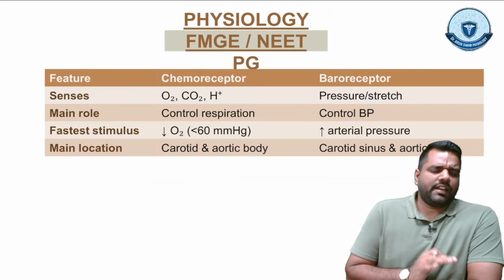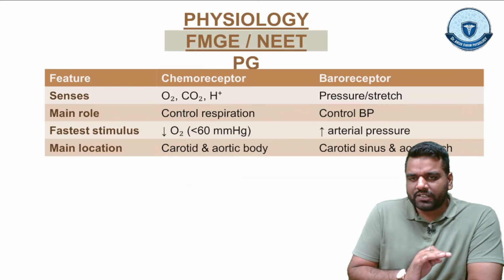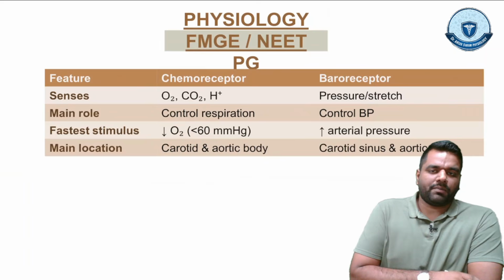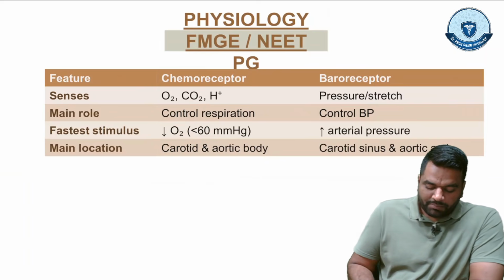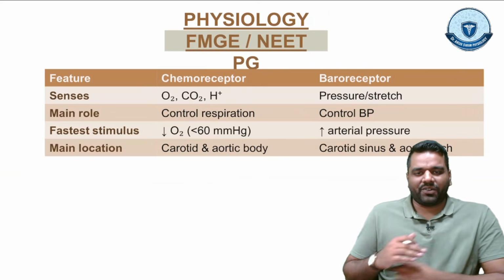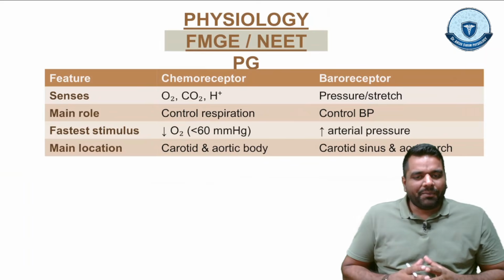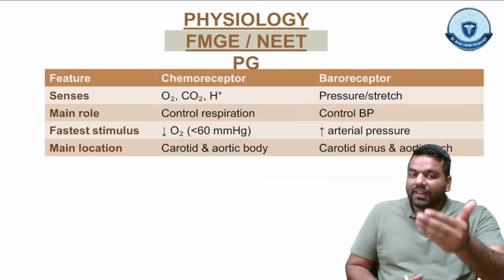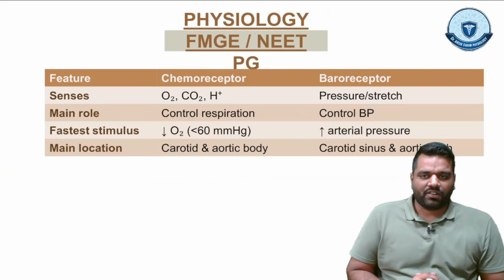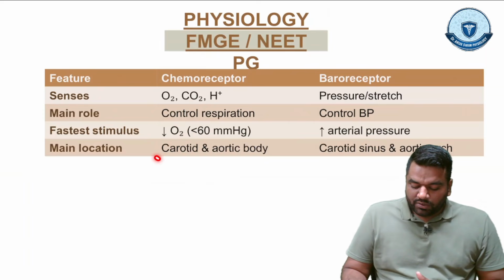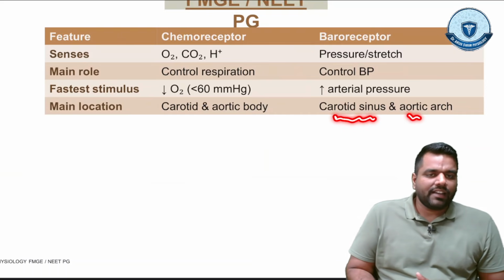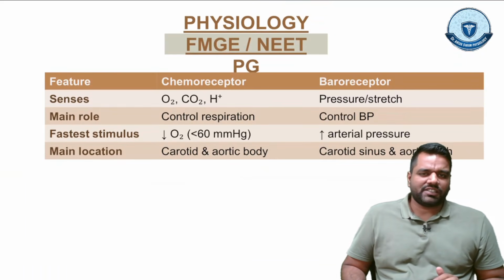What is the fastest stimulus for the chemoreceptor? That is the level of oxygen. Whenever the oxygen level drops below 60 mmHg in the blood, this receptor will fire. The baroreceptor is stimulated by an increase in arterial pressure, right? So whenever the arterial pressure is high, it will ultimately lead to activation of the parasympathetic, leading to decreased heart rate and decreased BP via vasodilation, right? Mainly, the chemoreceptor is located in the carotid and aortic body, and the baroreceptor is located in the carotid sinus and the aortic arch. It's a very important concept.